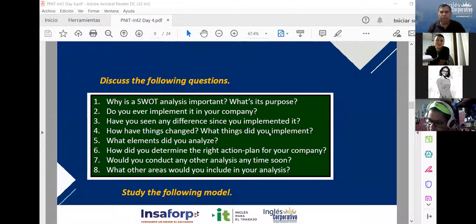Let's do number six. How did you determine the reaction plan for your company? Maybe it's the last. We made a plan in the first month of the year, and we determined the right action that we should do. However, we didn't do it. It's only on paper. Thank you. You're welcome. Okay, what about you, Norbert?